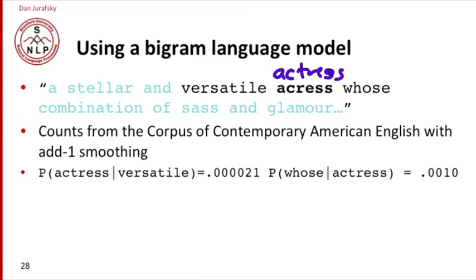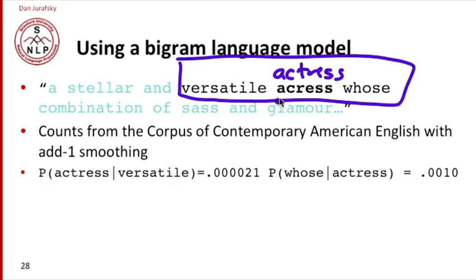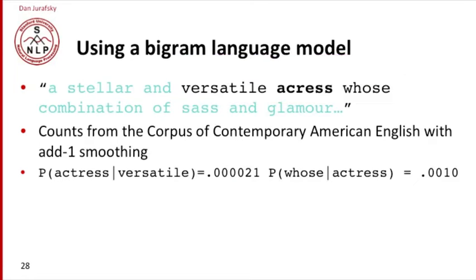So we computed a very simple bigram model just using add-one smoothing from the Corpus of Contemporary American English. So now the probability of actress given versatile, just look at these three words. We'll ignore the rest for now. Actress given versatile, that probability is 0.00021. And whose given actress is 0.0010. So we'll compute those. And now let's do the same thing for another candidate, the original candidate that was preferred by the unigram model, the word across.